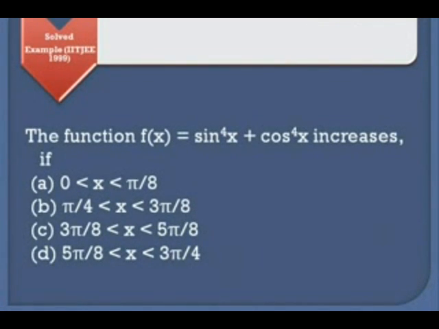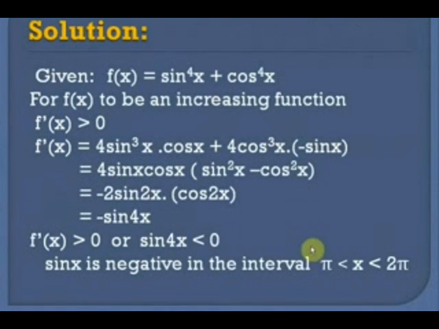So let's try to solve this problem. Given that f(x) equal to sin x to the power of 4 plus cos x to the power of 4. Now we know that for f(x) to be an increasing function, f'(x) should be greater than 0. Now what we do is we differentiate this function with respect to x to get f'(x) equal to 4 times sin x cube into cos x plus 4 times cos x cube into minus sin x.